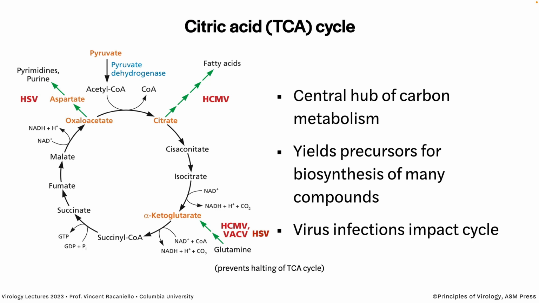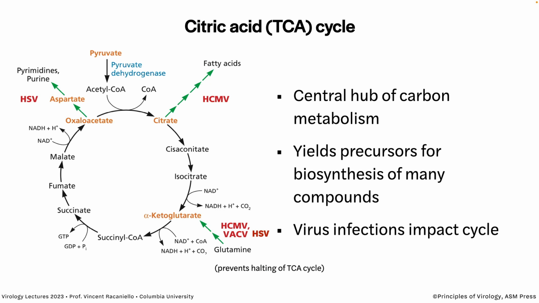As you know, the citric acid cycle takes in pyruvate, product of the glycolytic pathway that I just showed you, converts it to acetyl-CoA, and then it goes around the cycle, converting it to different steps, and different amounts of energy are produced around the cycle. So this is an incredible hub of carbon metabolism. It gives you precursors for many, many different things, fatty acids, and pyrimidines, and purines. It makes energy, and viruses impact the cycle.